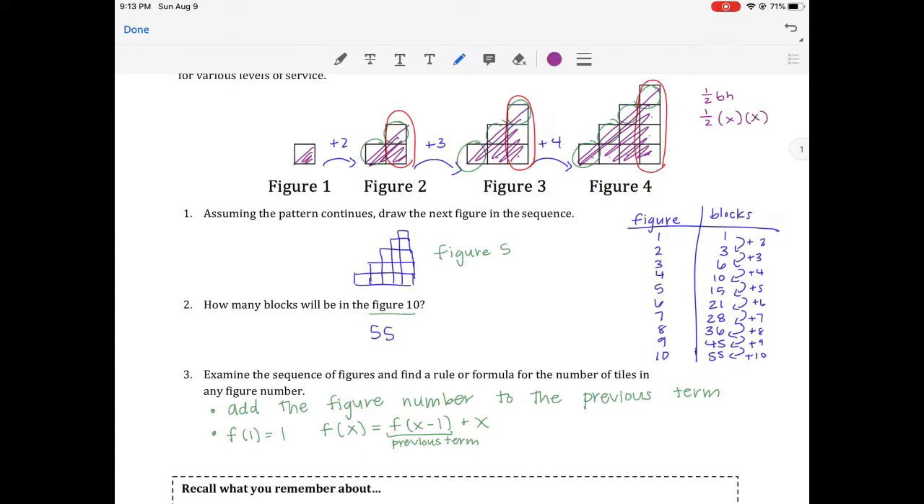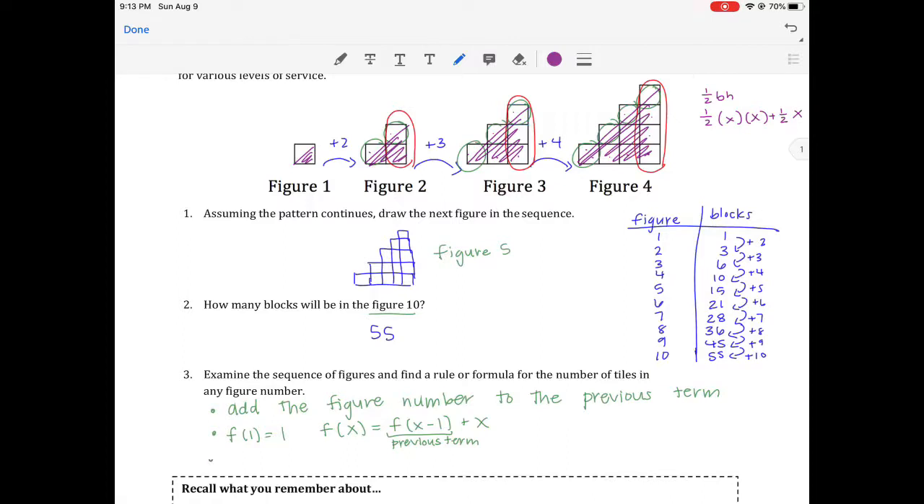Okay, but there's a little bit extra, right? So that little bit extra here, if we look at figure 4 as an example, we have 1, 2, 3, 4 little triangles. So that would make 2 blocks, right? Or we look at figure 3, we have 1, 2, 3 little triangles. So that would make 3 half blocks, right? Figure 2, we have 2 of those triangles that if we put together make 1 block. So we have another half of whatever that x is.